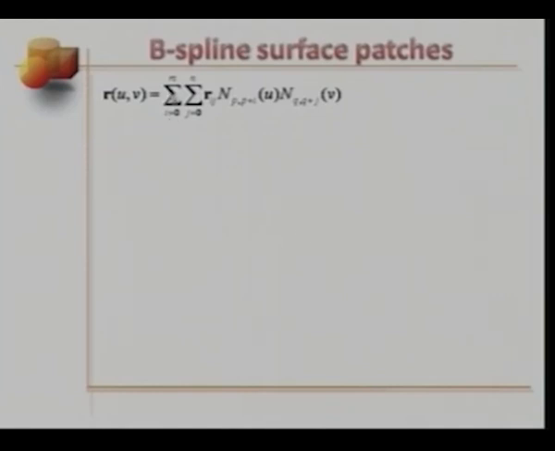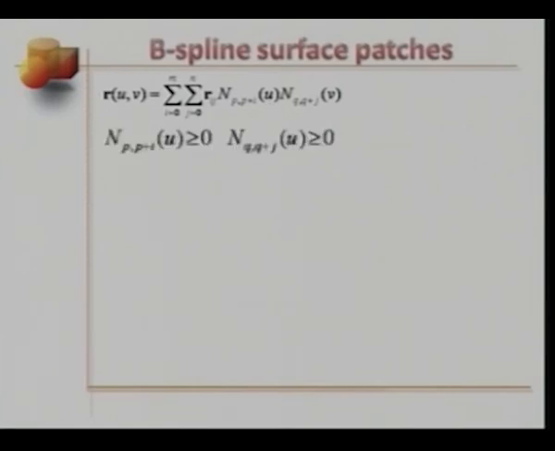Corresponding to the indices i, N_{p,p+i} are basis functions of order p, and corresponding to indices j, N_{q,q+j} are basis functions of order q. In general, p may not be equal to q. The two orders along the parametric directions U and V can be different.